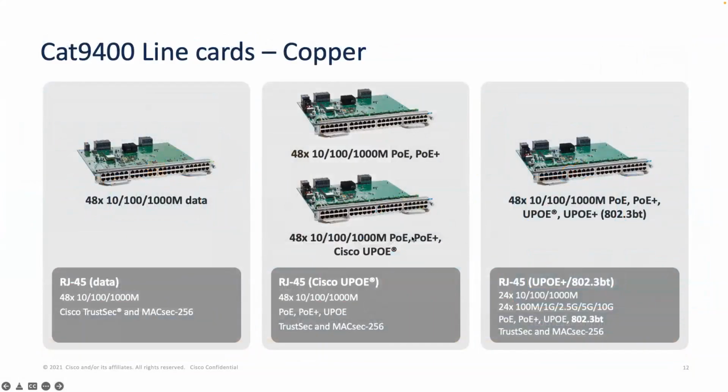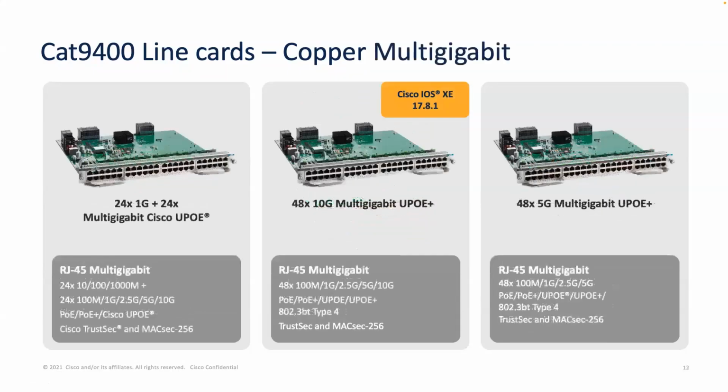Take a look at the LAN cards of the 9400. Actually, the 9400 is a modular access switch. The 9400 LAN cards provide up to 10 gigabit connection to their endpoints, and most of the LAN cards can support the PoE function. With the support of 802.3bt, the LAN card provides up to 90 watts of power onto the cable. The 9400 also provides LAN cards with multi-gigabit ports. Regarding the M-Gig, we'll talk about it in the coming slides.